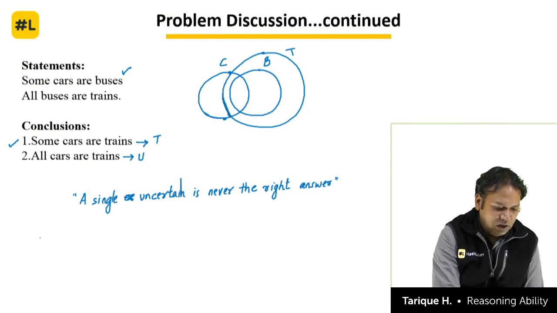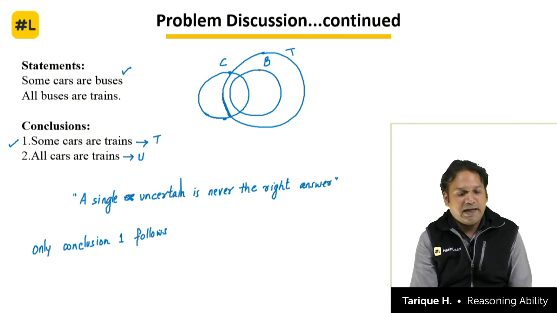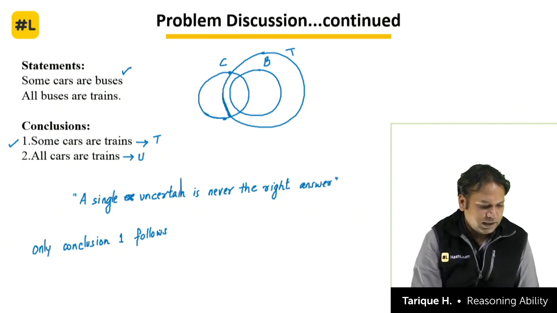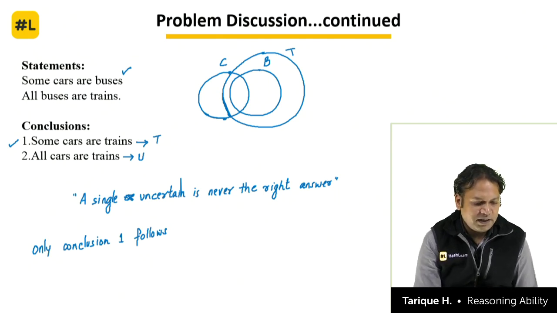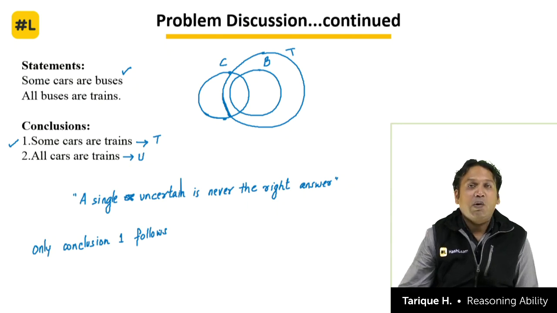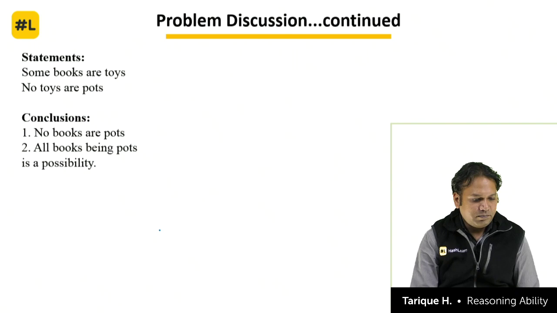So what will be the answer? Only conclusion one follows. Only conclusion one follows logically. That will be the answer for the second question. Some cars are buses, all buses are trains, and two statements were there. Some cars are trains and all cars are trains. Right? Now we will go to the third question.